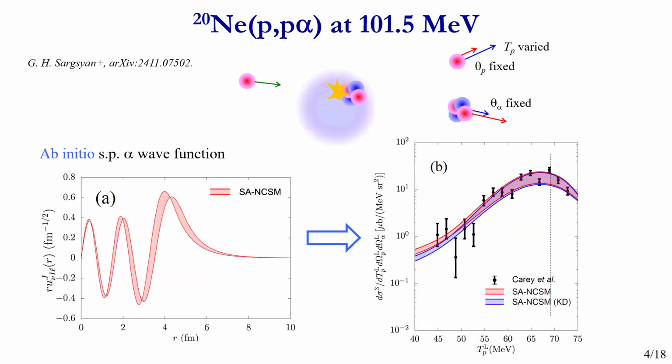Okay, so this is a collaboration with Grigor, and I'm very happy to join this collaboration. And very recently, they provided the ab initio single-particle alpha wave function shown here. And again, we used this in the knockout calculation, and the result is shown on the right. It is very successful, I would say. So yeah, we know that the ab initio wave function is consistent with the reaction observable in this case. So this is a very important thing, I think.